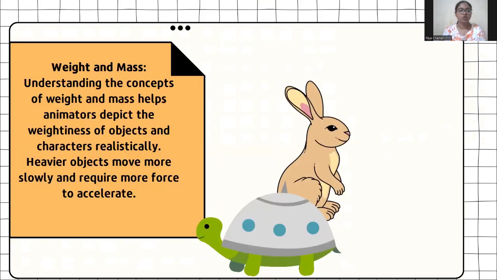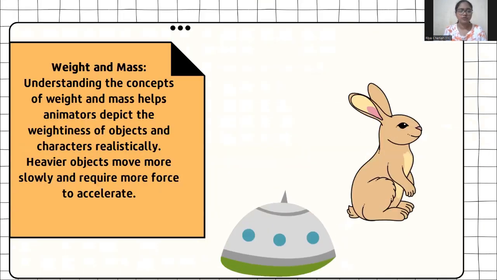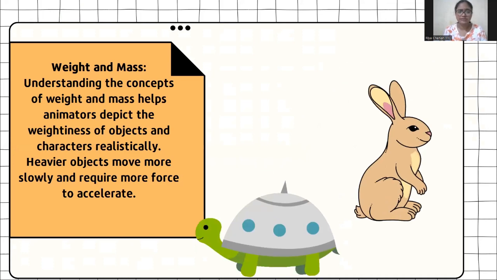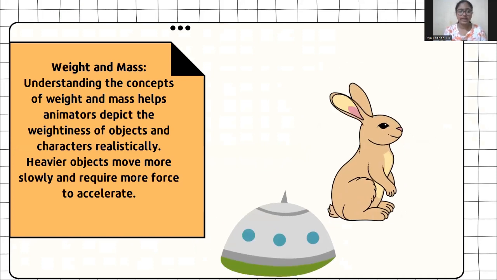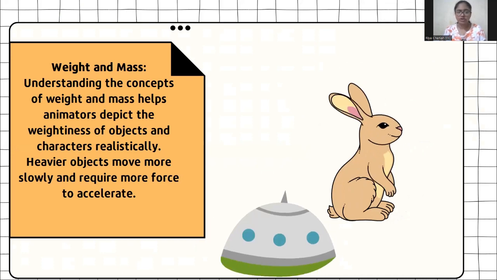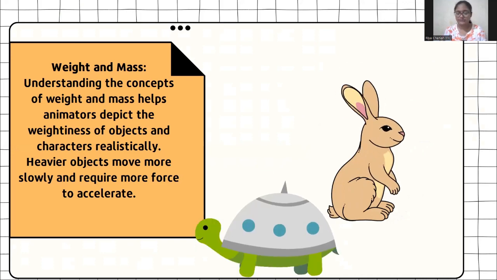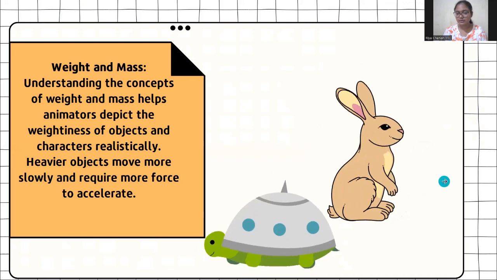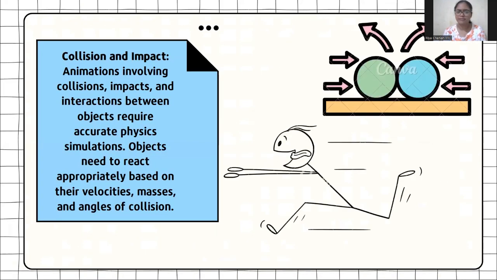Third is weight and mass. Understanding the concepts of weight and mass helps animators depict the weight of objects and characters realistically. Heavier objects move more slowly and require more force to accelerate. Next is collision and impact. Animations involving collisions, impacts, and interactions between objects require accurate physics simulations. Objects need to react appropriately based on their velocities, masses, and angles of collision.